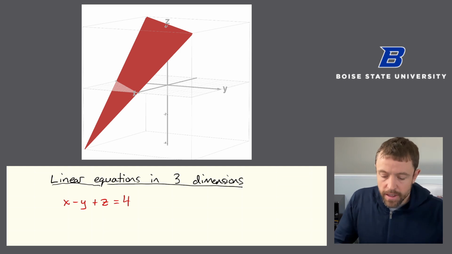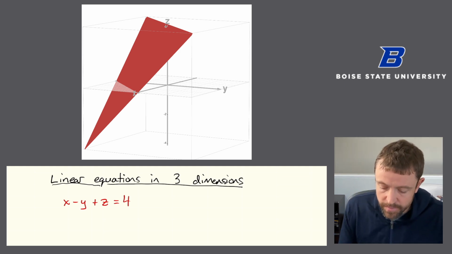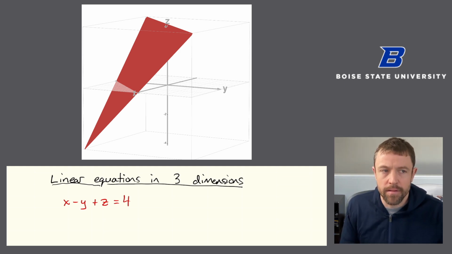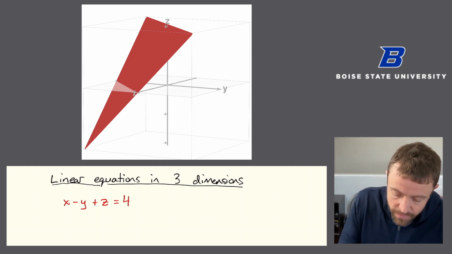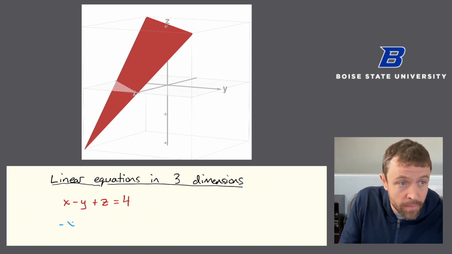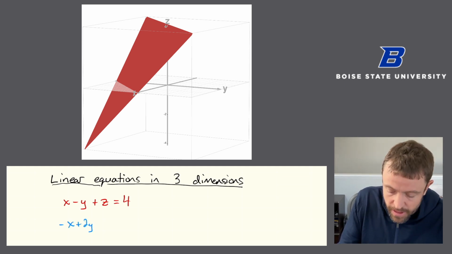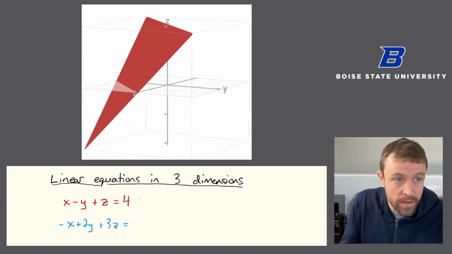And I want to give a second example because, if you hadn't already guessed, you might be saying, oh yeah, that makes sense. These should probably just be planes. But let's look at one more just to see if our intuition is right. Minus x plus 2y plus 3z equals 2.